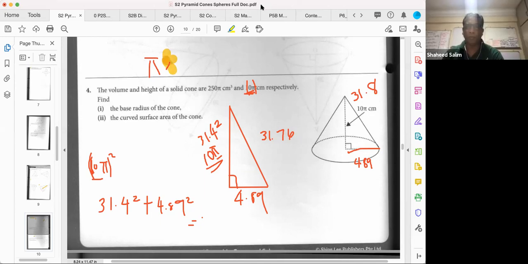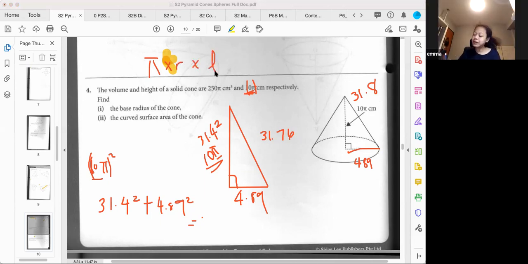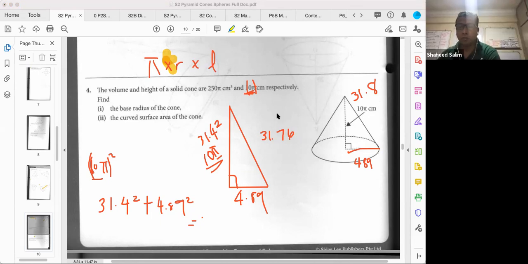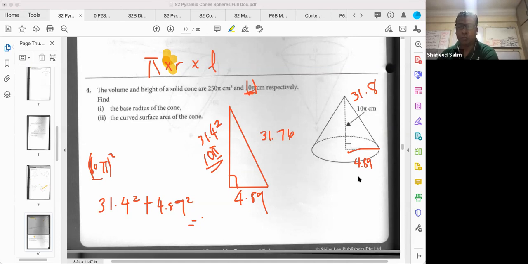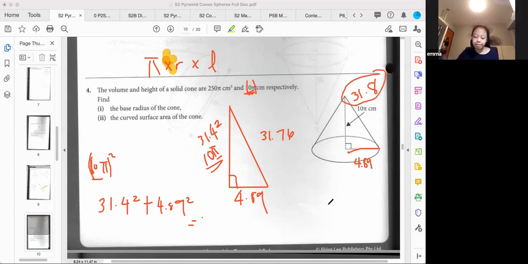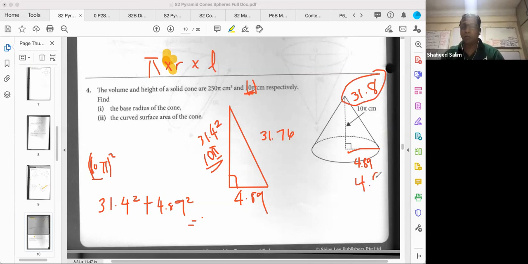You get 488? Oh wait, I wrote the radius as 4.9. Oh, okay, 4.9, no problem. We can use 4.9, because I put 4.89, it's very close. Your slanted height is 31.8, right? This one is 4.9. Okay, can you just use the formula? Pi 22/7 times 4.9 times 31.8.